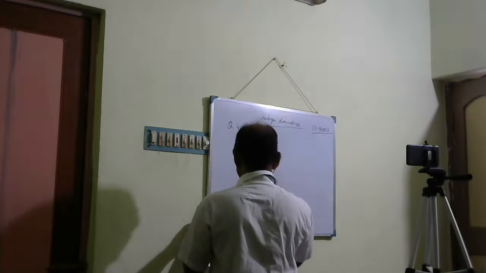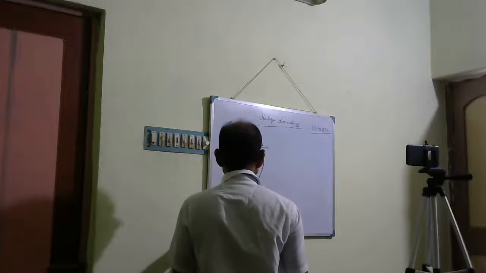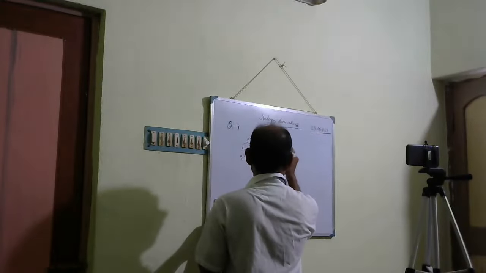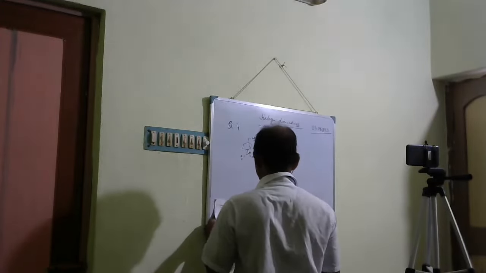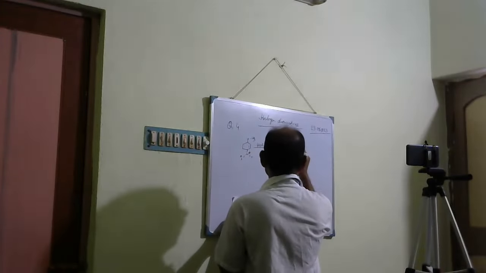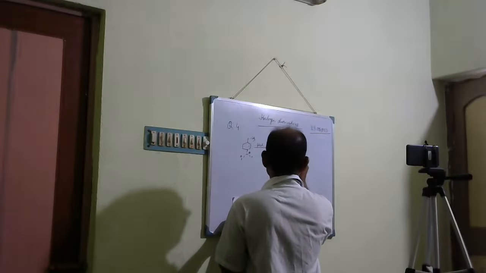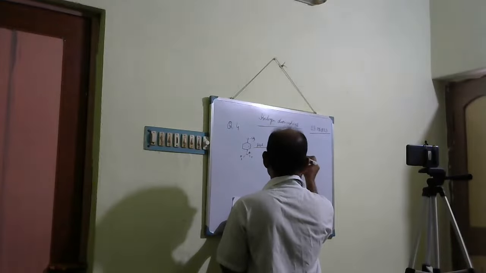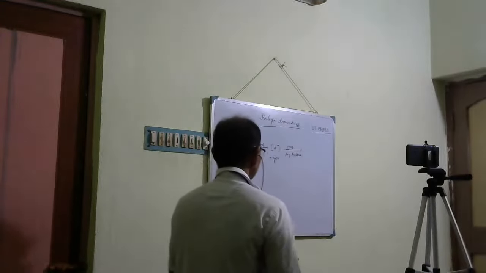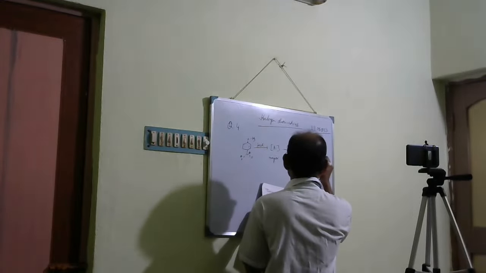If the reactant is this, it gives product A. Then it reacts with NaI in dry acetone medium. This gives product B, which is also a major product.